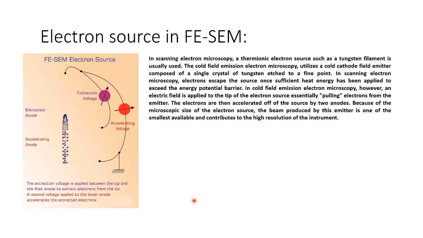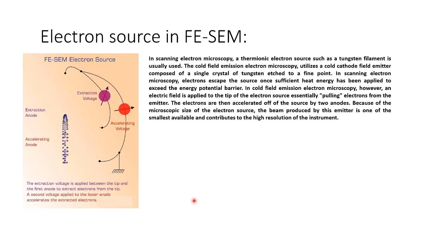So now coming to the electron source. In the SEM, a thermionic electron source such as a tungsten filament is usually used. The cold field emission electron microscope uses a cold cathode field emitter composed of a single crystal of tungsten etched to a very fine point. Then in SEM, the electron escapes from the source once sufficient heat energy has been applied to exceed the energy potential barrier.